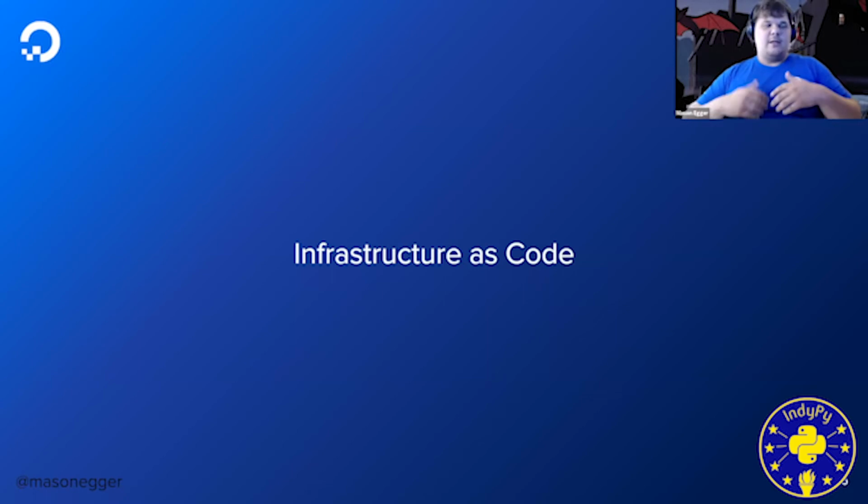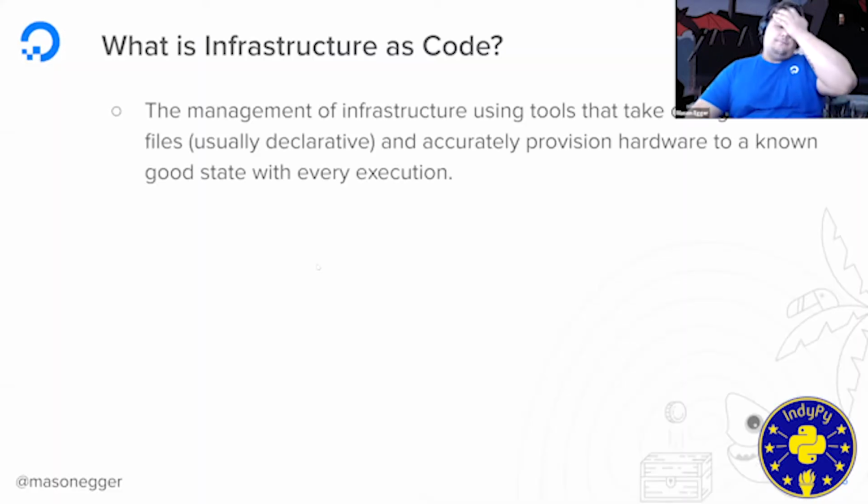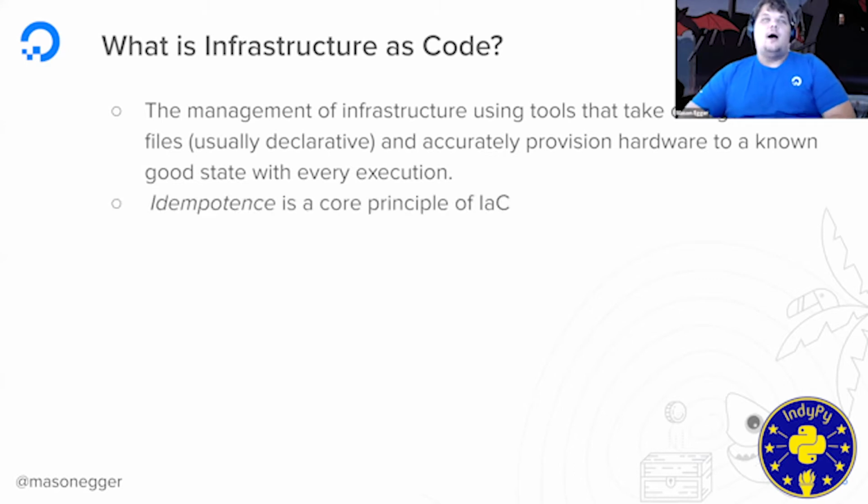Okay, so we're going to do a quick little intro on what infrastructure as code is for those who may not know it, and then we're going to get into the coding. So what is infrastructure as code? Infrastructure as code is really the management of infrastructure using tools that take configuration files, which are usually declarative files, and these tools accurately provision hardware to a known good state within every execution. And that's actually one of the important parts, is that it's a known good state.